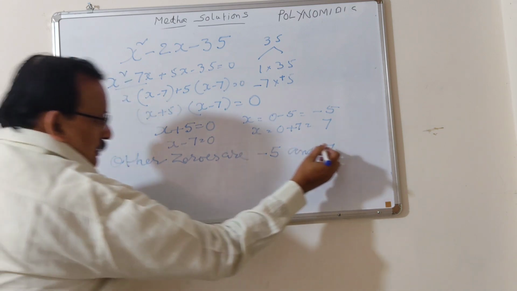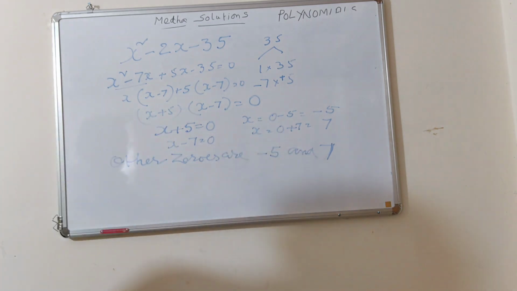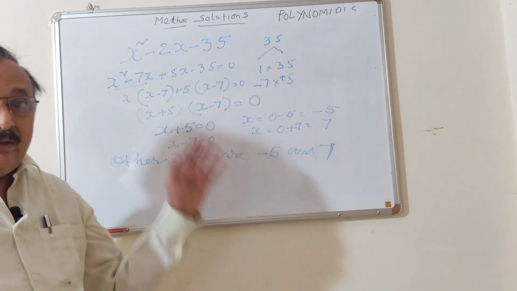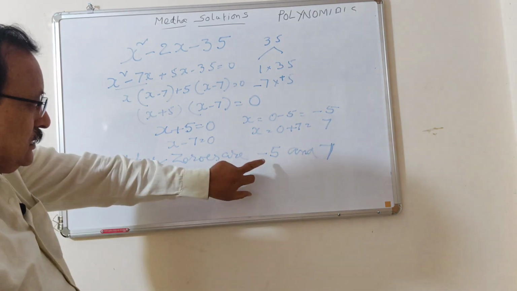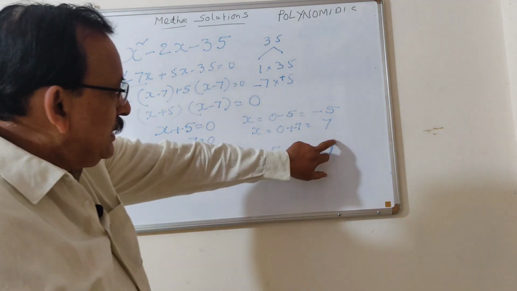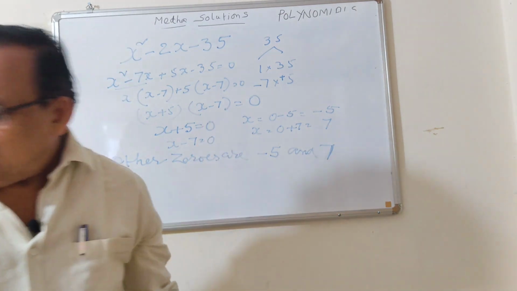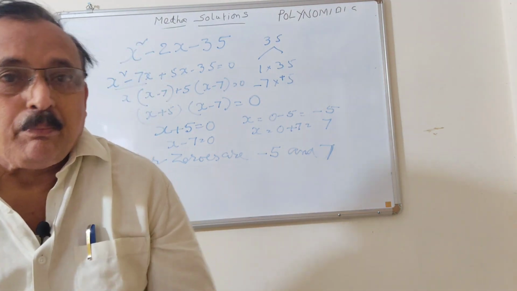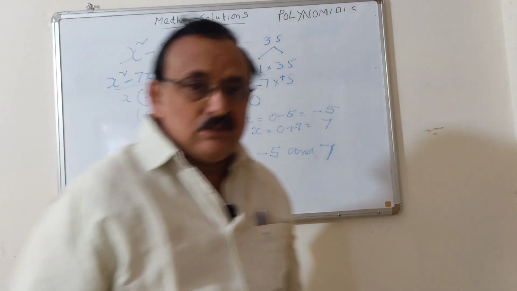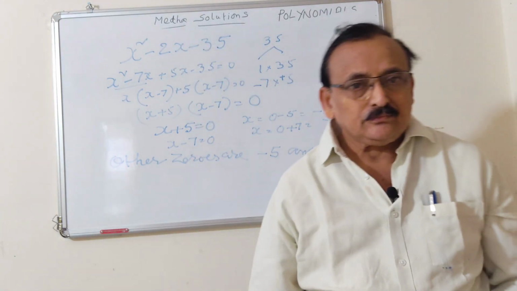These are the other zeros. As the two zeros given are 2 plus root 3 and 2 minus root 3, we got the other two values, minus 5 and plus 7. This is the answer. Now you know how to solve biquadratic polynomials. Given two zeros, we have to find out the other two zeros.